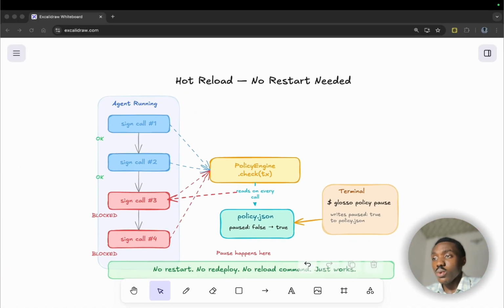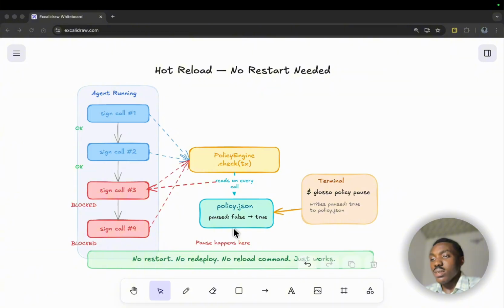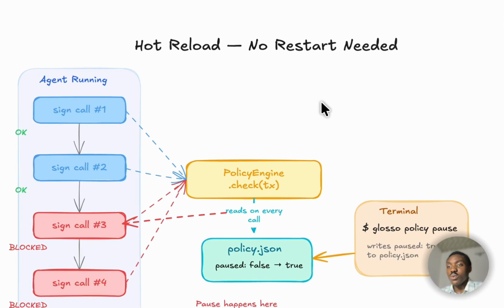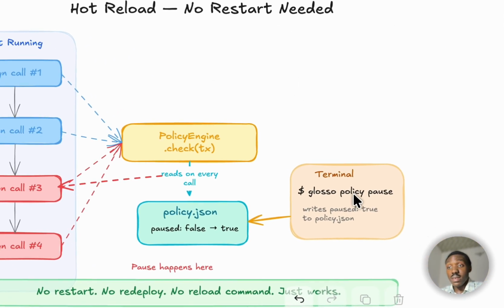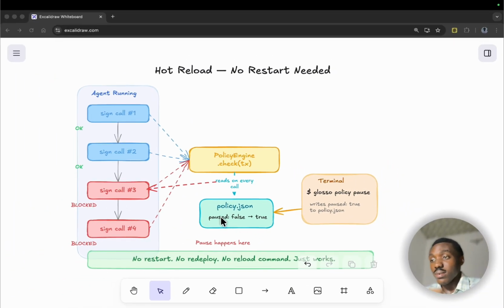We also have hot reload on our machine. One more thing that makes this more practical is that the engine reads the policy.json on every single sign call, so you don't have to restart, just like how you do OpenClaw restart. Once you make any change to this JSON file, maybe you're already running an agent, then you open a new terminal and write Glosso policy pause. This takes effect immediately, like for the next sign call, the policy has already changed, so you don't need to restart it. It's just a hot reload, designed in a hot reload format.